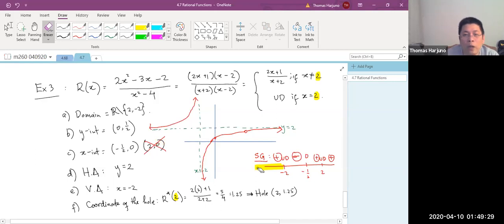So one way to know if it is above or below the x-axis is to do the sign graph. I hope now you understand why in your test one, I emphasized so much about doing your sign graph correctly, because you will use it again and again.